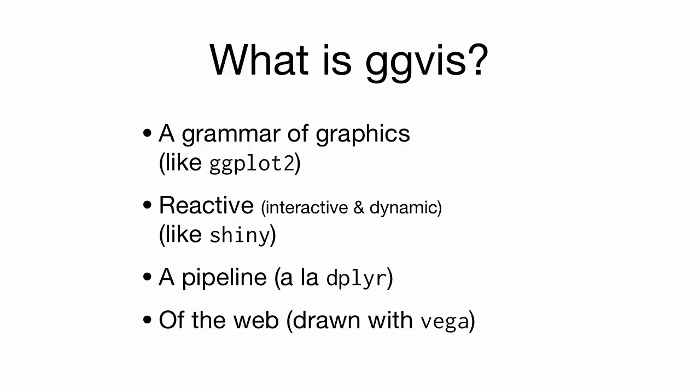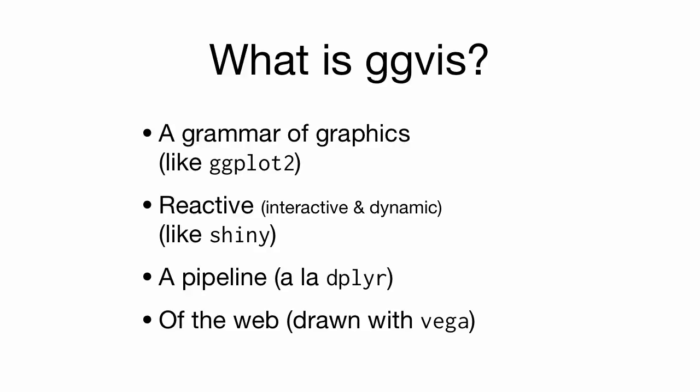It's a pipeline, so like dplyr, like tidyr, the way you combine pieces together is with a pipe. And finally, it's fundamentally of the web. ggvis graphics aren't just graphics you can put on the web like PNGs. They're fundamentally made with web technologies like HTML and CSS and SVG.